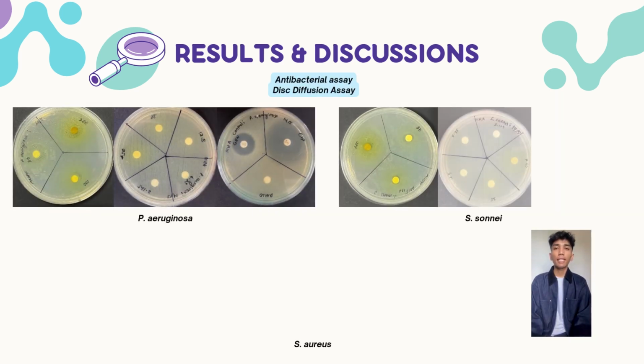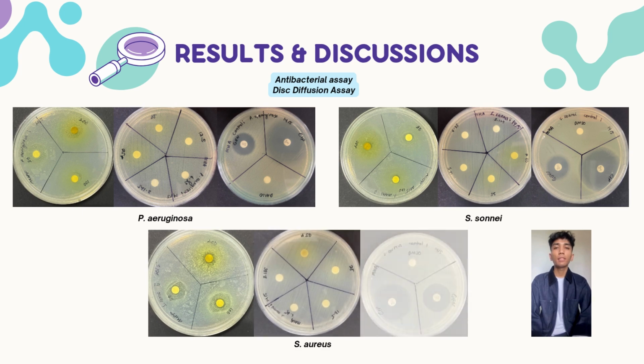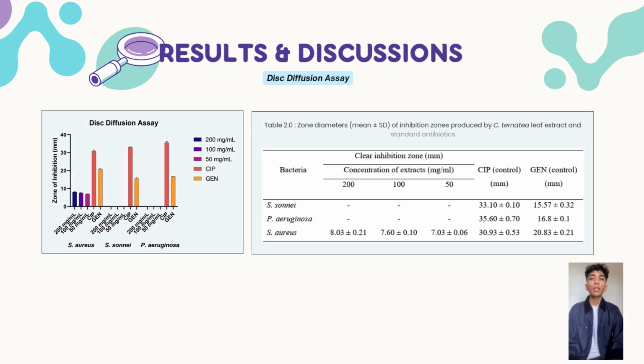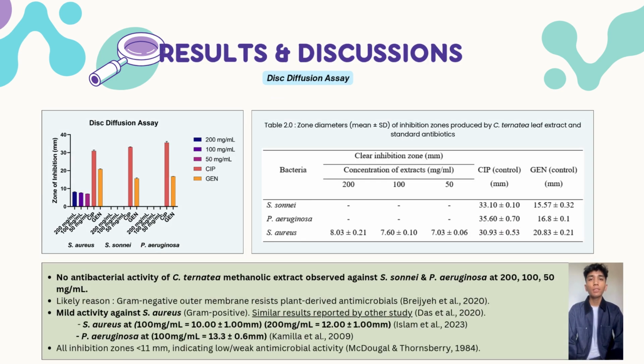In the disc diffusion test, no inhibition zones were observed for S. sonnei and P. aeruginosa, even at 200 mg per ml. For S. aureus, there was a mild inhibition, with the largest zone being around 8 mm. That's below the 11 mm threshold generally considered to indicate effectiveness. This suggests weak antibacterial activity, especially against Gram-positive bacteria.